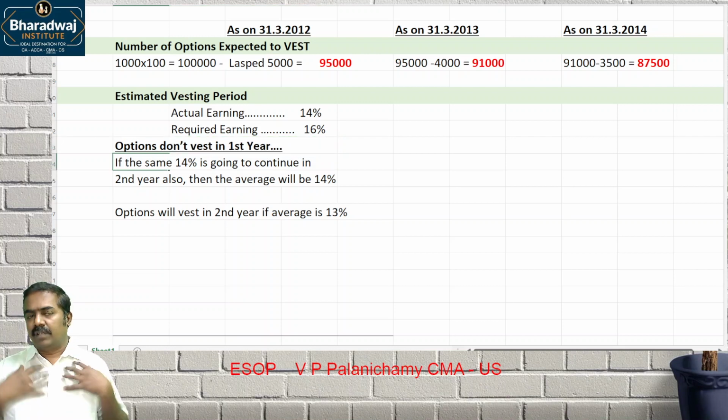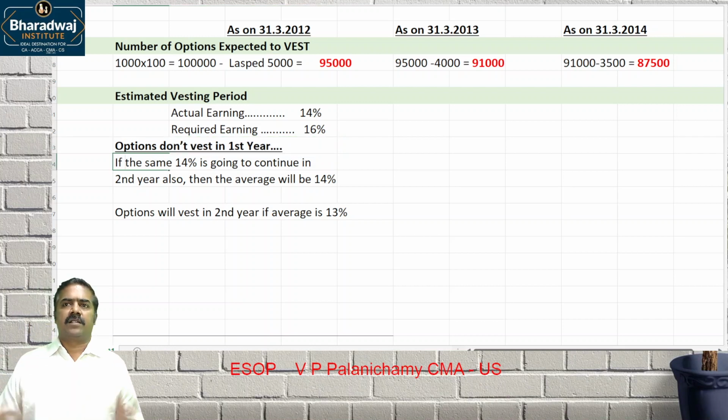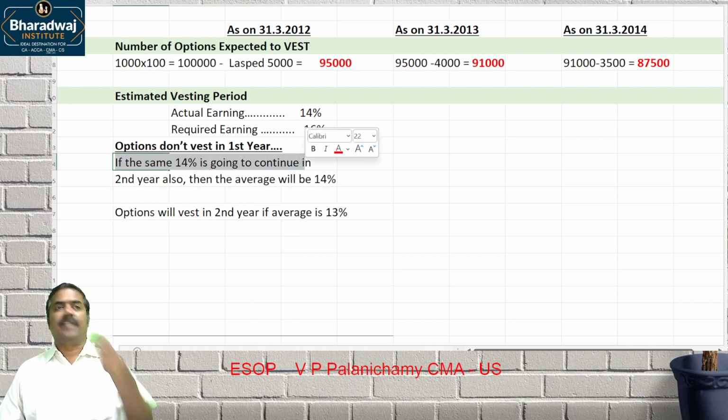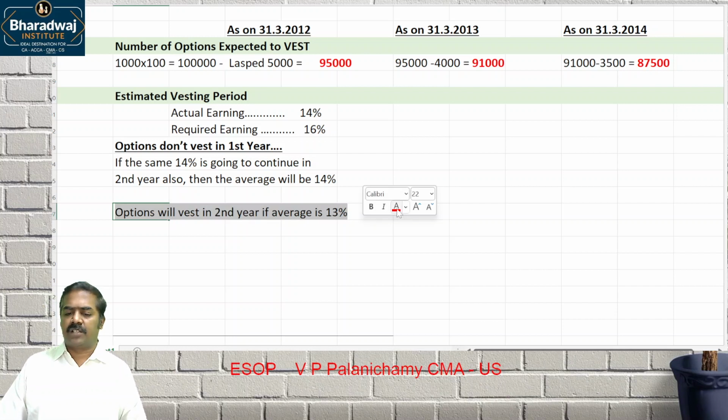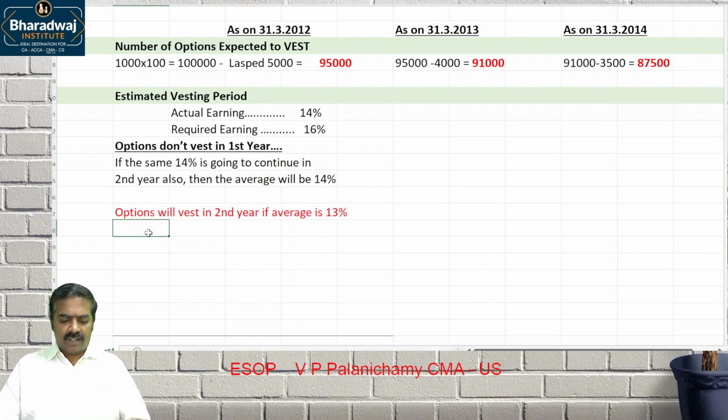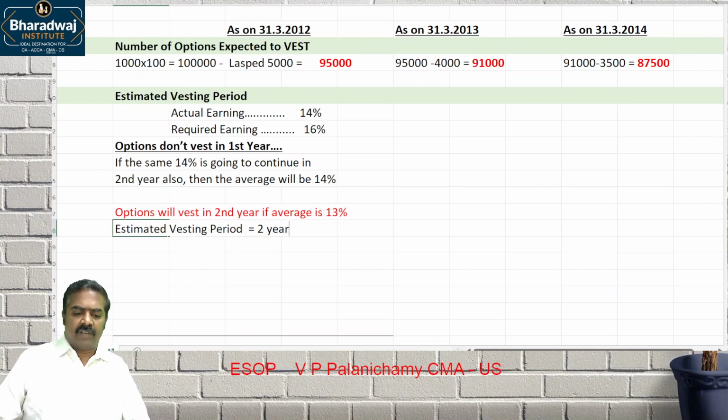So as an accountant or an estimator or as an auditor, if I'm going to earn the same 14% in the next year also, the first year and second year average earnings will be 14%. So I can estimate that the option will vest at the end of the second year, as the average earning is above 13%. So the estimated vesting period, when I'm in the first year end, is 2 years.